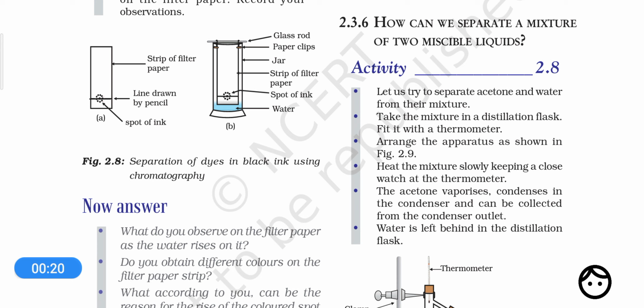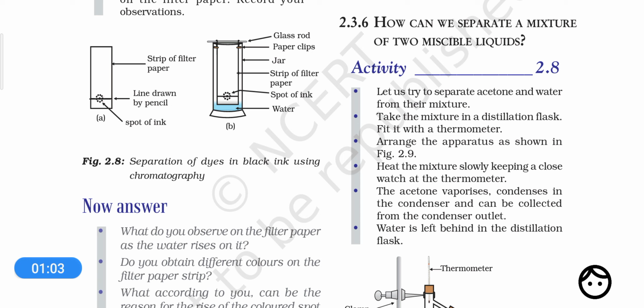Now the term miscible liquids indicates those liquids which dissolve in each other, which mix completely in each other without showing any chemical reaction. The best example for this is the mixture of water and alcohol. When you mix water and alcohol, they will dissolve completely, and you will not be able to find out where is water and where is alcohol. Now the task is to separate the alcohol from water.